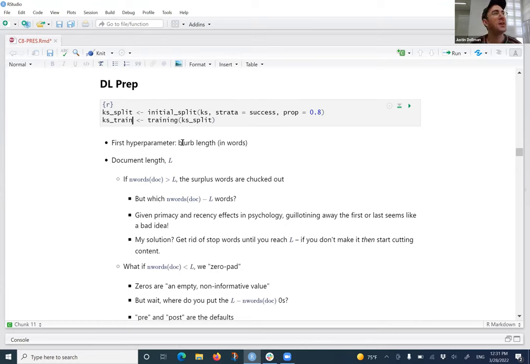And this is very much like if we were doing image processing, they would have to have the same number of pixels, at least as far as I know, and in all the architectures I'm familiar with. So we can think of it as our first hyperparameter: blurb length, or document length.